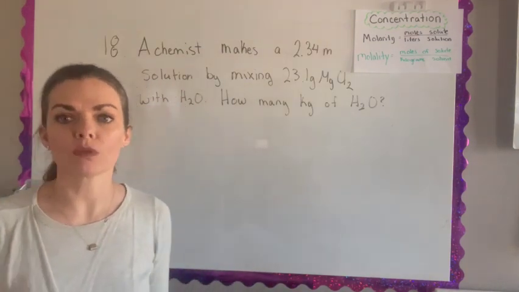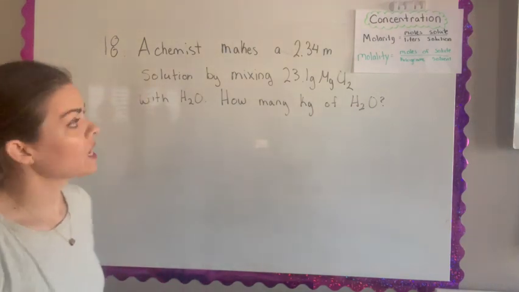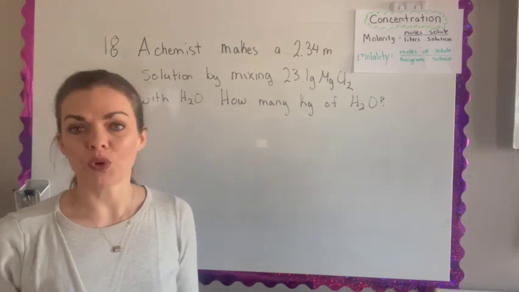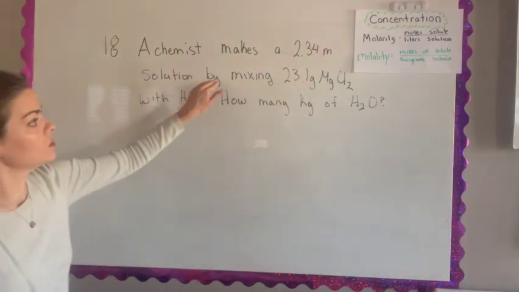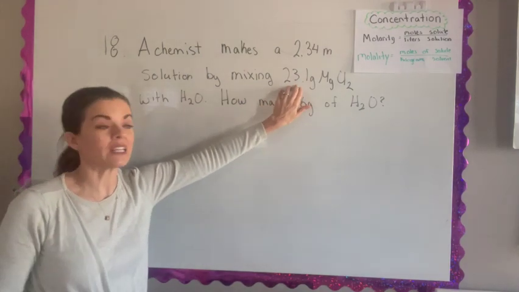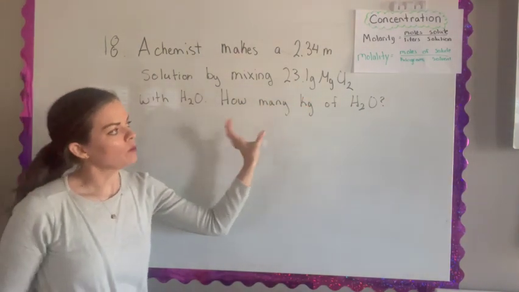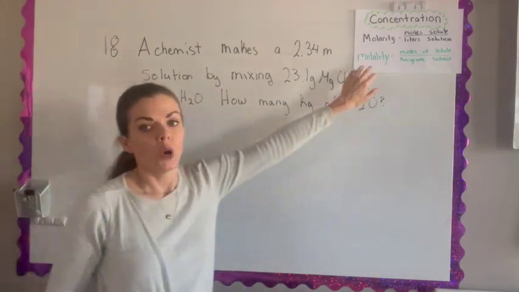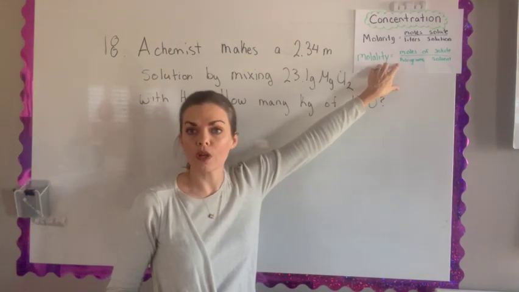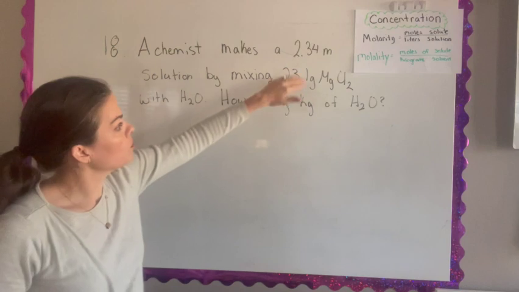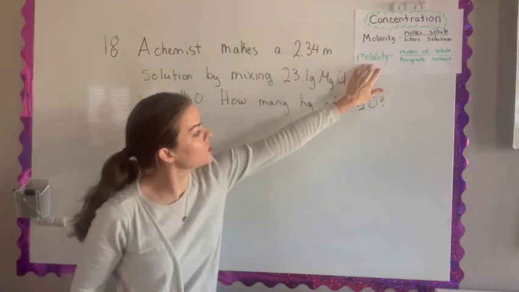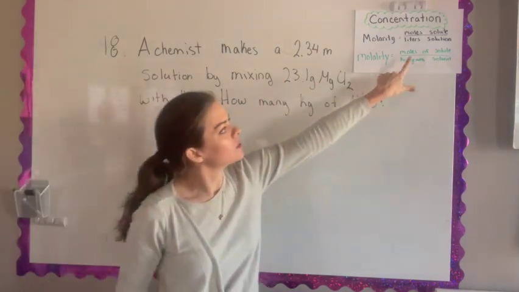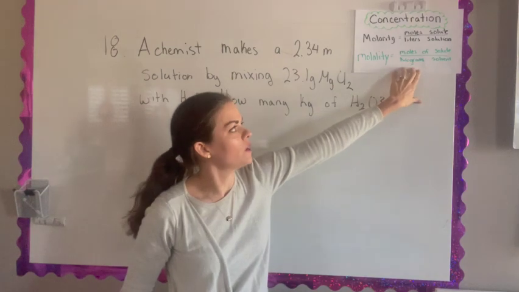Number 18 is another molality problem, except this time they give me the molality and I'm solving for a part of it. So a chemist makes a 2.34 molal solution by mixing 23.1 grams of magnesium chloride with water. How many kilograms of water are we using? So for molality, remember we need moles of solute over kilograms of solvent. So I know my molality, and I know the solute in grams, and I'm trying to figure out the water.